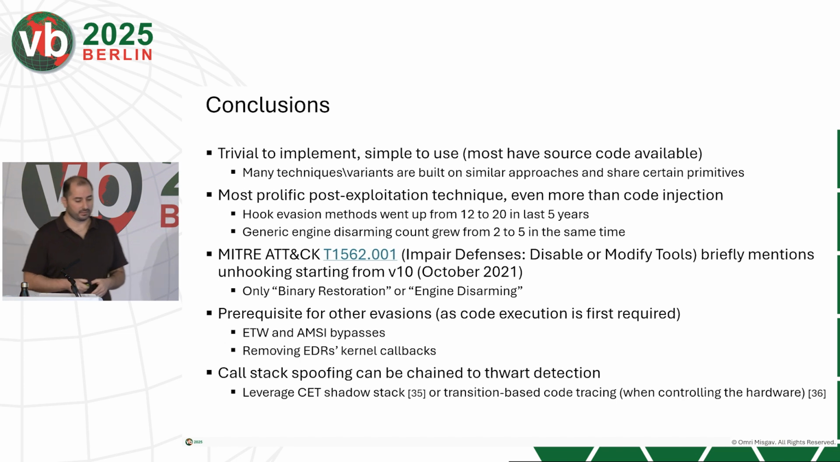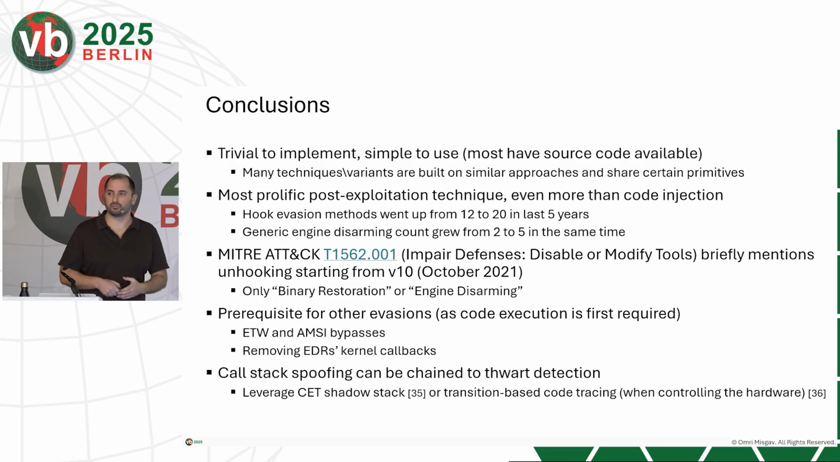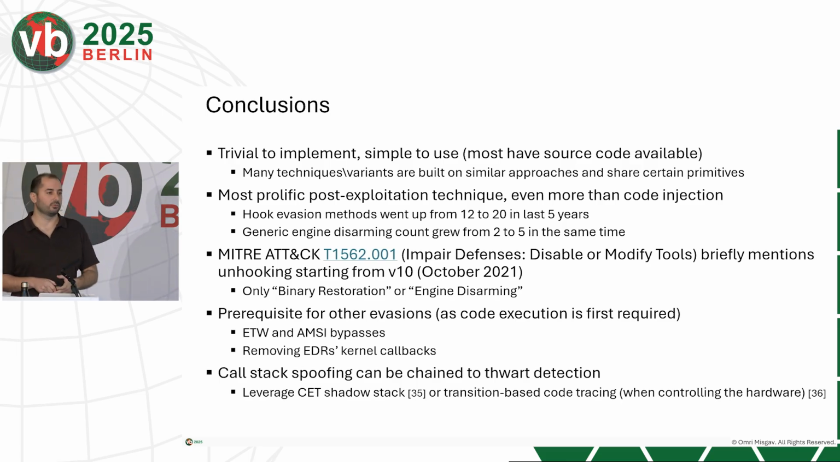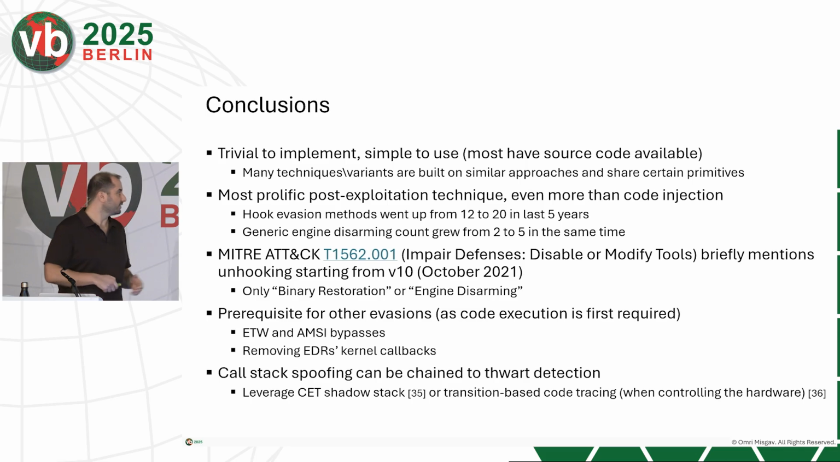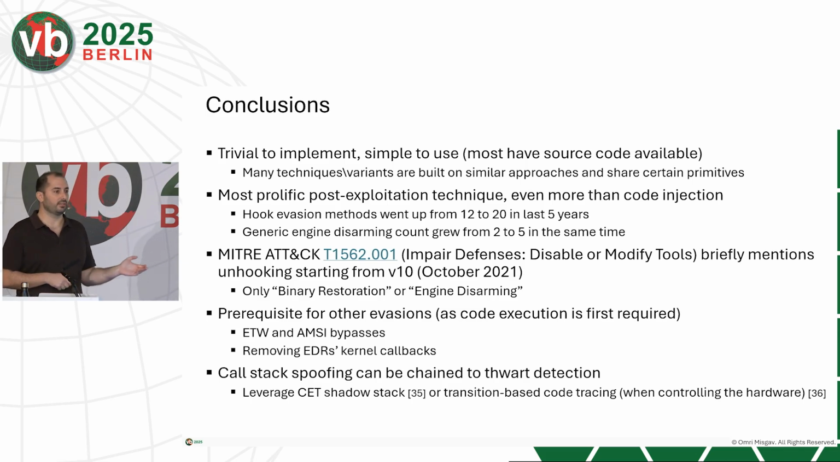Lastly, a lot of the detections that I talked about were regarding call stacks. Attackers have also developed an ability to spoof the call stacks in order to evade detection, but that can also be mitigated if you leverage CET shadow stacks, or if you build an emulator or a sandbox and you control the hardware. You can also implement transition-based code tracing, as some have done.